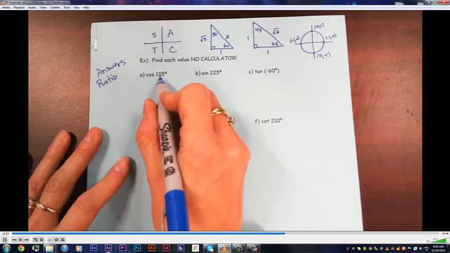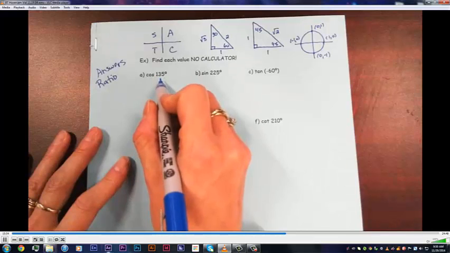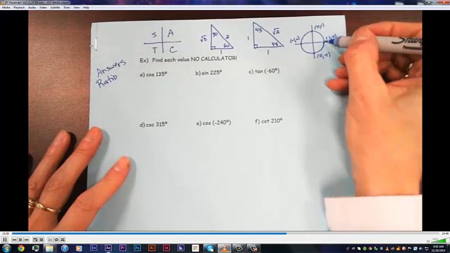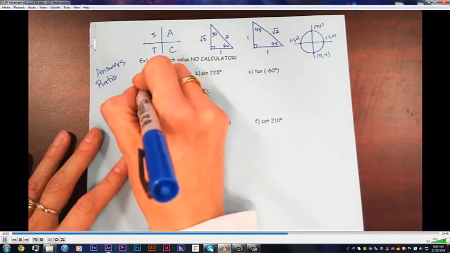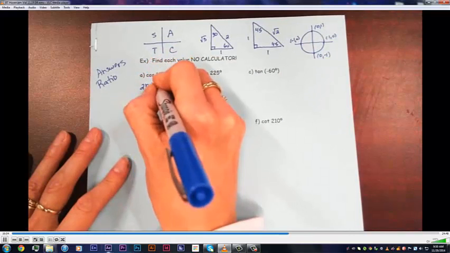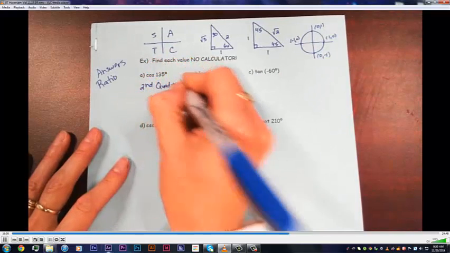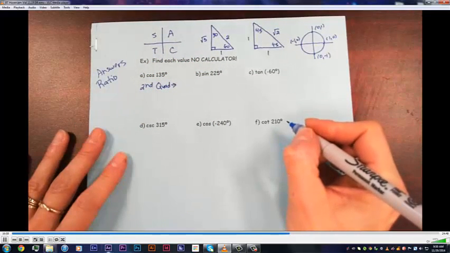All right, so 135 degrees. Which quadrant is 135 degrees in? The terminal side. Well, I start here and I go positive, 135 would get us right in the second quadrant. Okay, that will tell us whether our answer is positive or negative.